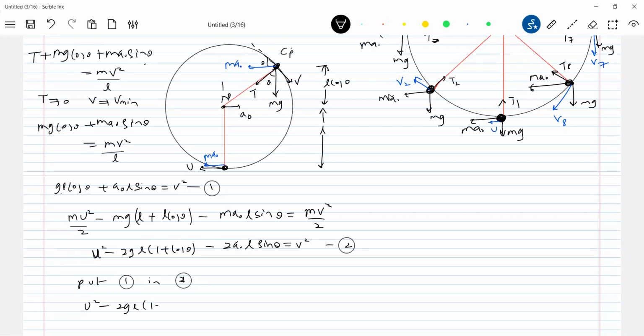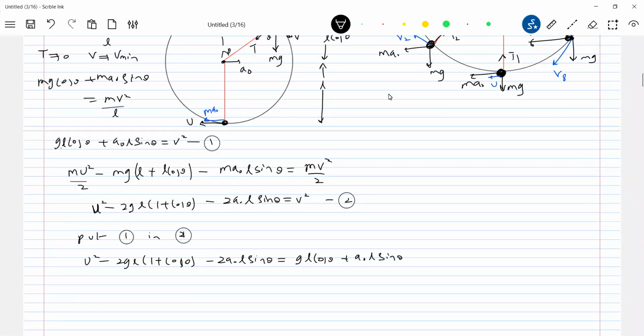U square equals 2GL(1 plus cos theta) minus 2A naught L sin theta. V square will be GL cos theta plus A naught L sin theta. Equating this, U square will be 2GL plus 3GL cos theta plus 3A naught L sin theta. So what is the value of U? U should be the square root of that.